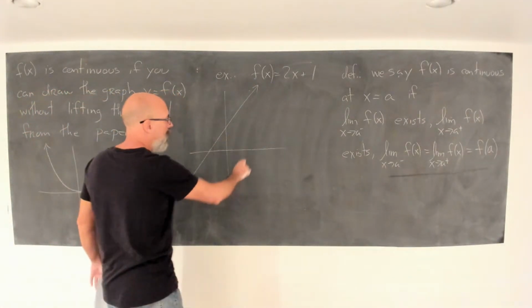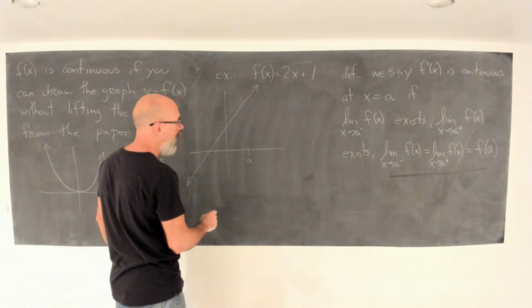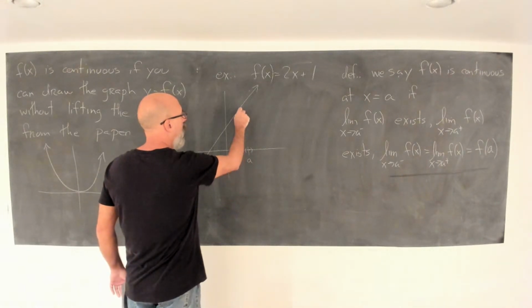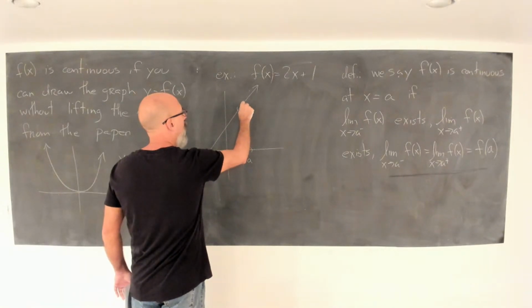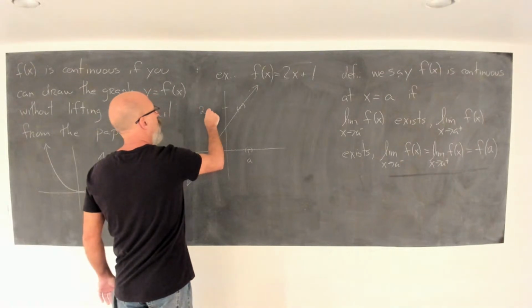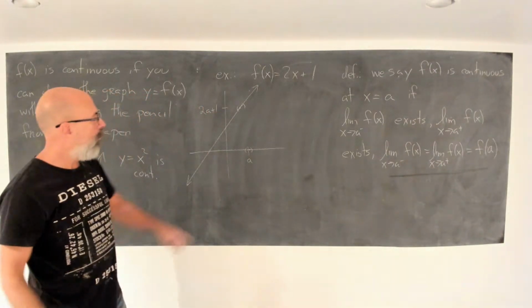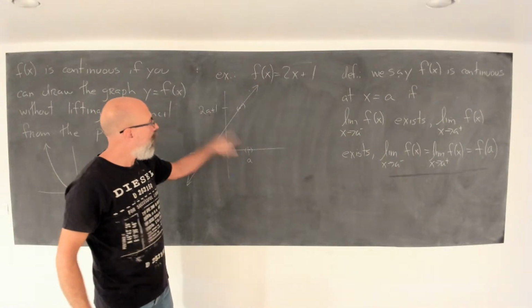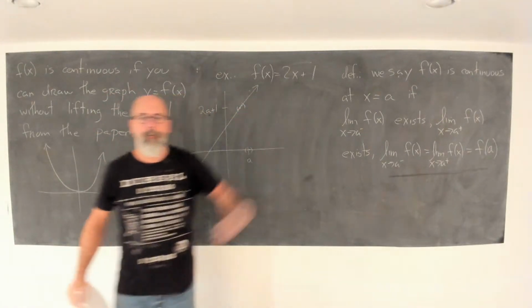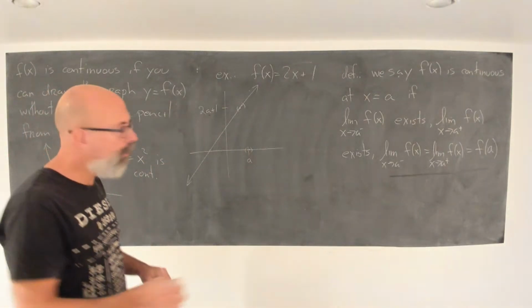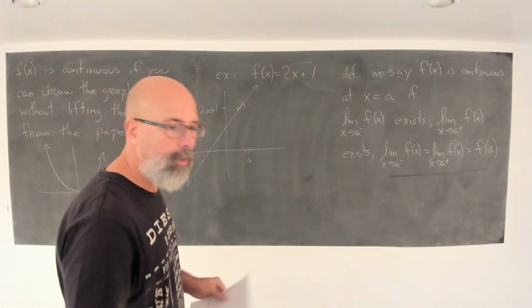And, let's take this example. If you fix an a here, values close to a get mapped to values close to 2a plus 1. Right? So limit from the left and limit from the right both exist and are equal to 2a plus 1. Right? It's just a polynomial, so you can plug in. And there it is.